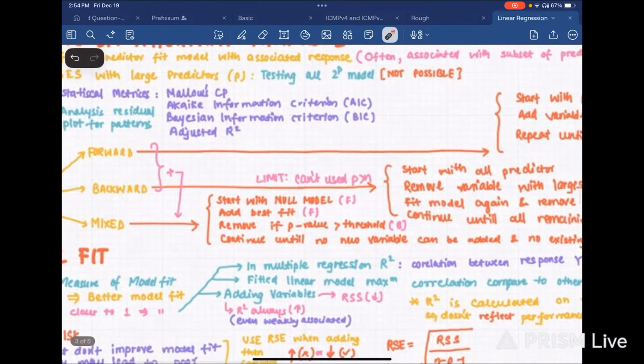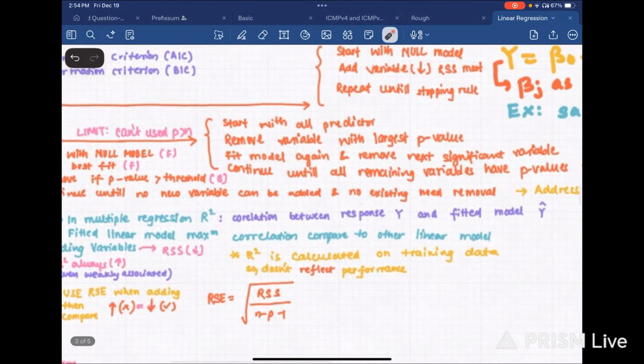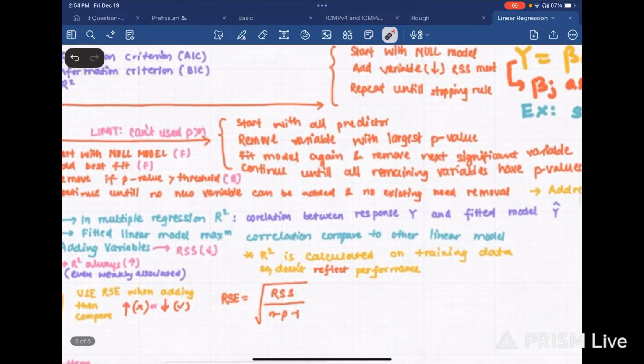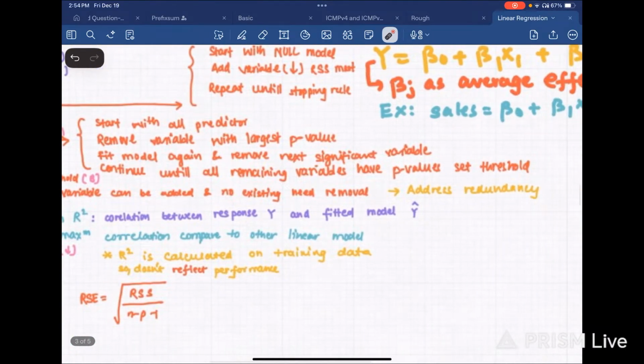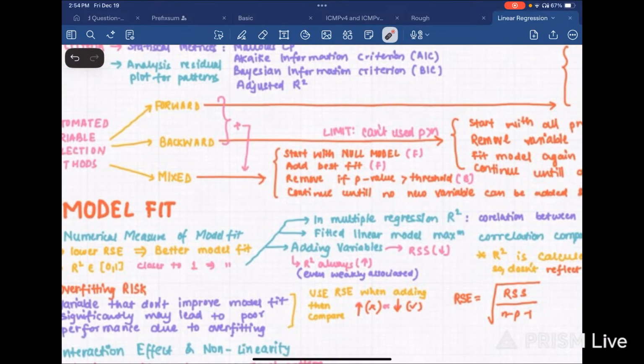For the backward method, one thing is that we can't use it when p is greater than n. When predictors are more than n, we can't use backward. Start with all predictors and remove the variable with the largest p value. Fit the model again, remove the next least significant variable, and continue until all the remaining variables are below the p value threshold. Whatever threshold we set for the p value, once all variables satisfy it, we stop there.